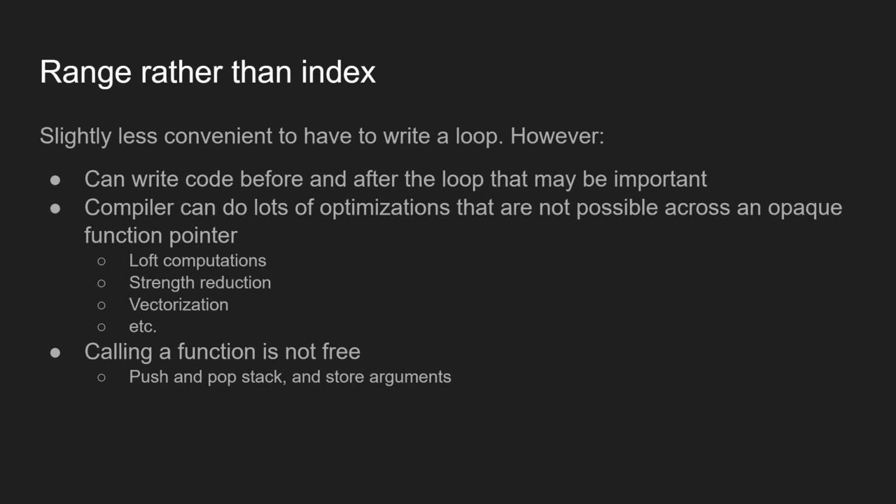There are lots of different possible optimizations. Some of those are hoisting computations to be outside of the loop, doing strength reductions, for example, converting multiplies into additions over the loop, and auto-vectorization. Another concern is that calling a function is not free and is just, in fact, more expensive than doing a loop. Whenever you call a function, there's a preamble and postamble of setting up and tearing down the stack frame and also passing any arguments to the function.